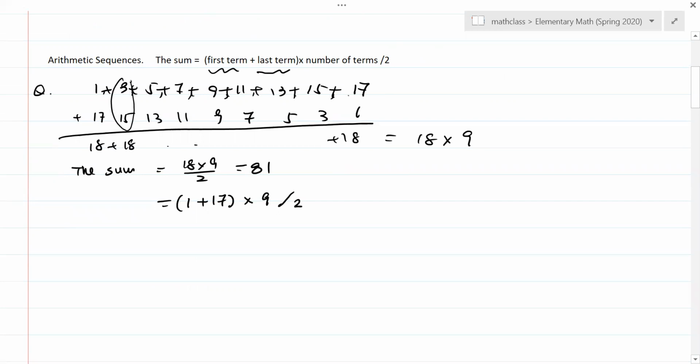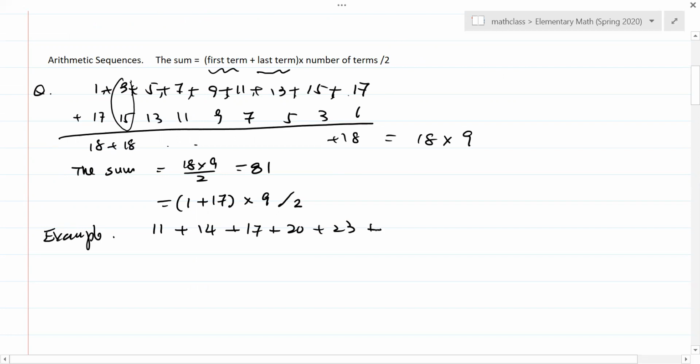We have another example. If you are given 11 plus 14 plus 17 plus 20 plus 23, 26, and 29. Now, this is called an arithmetic sequence because it increases every time by 3. Okay, add 3 to 11, you get 14, add 3 to 14, you get 17, add 3 to 17, you get 20, right? So this is an arithmetic sequence.